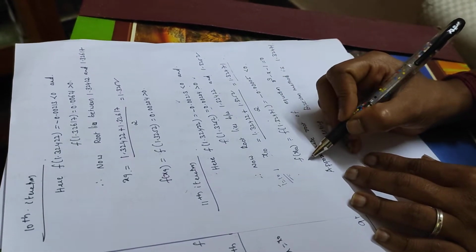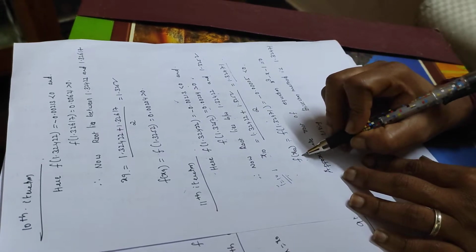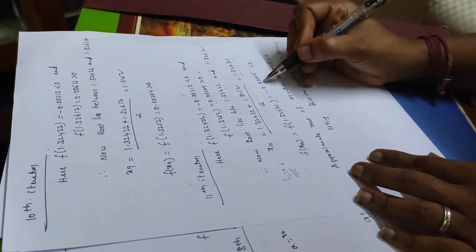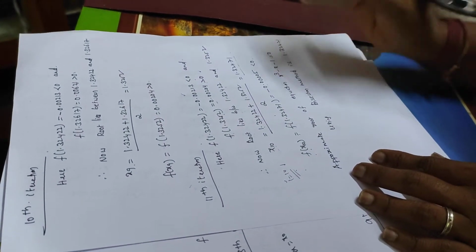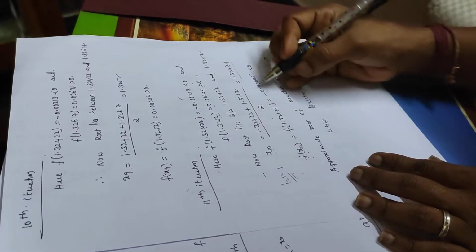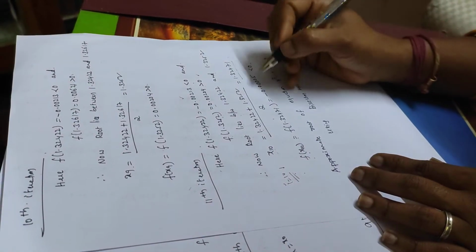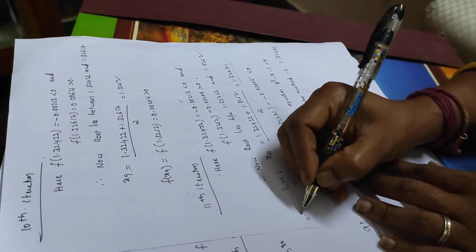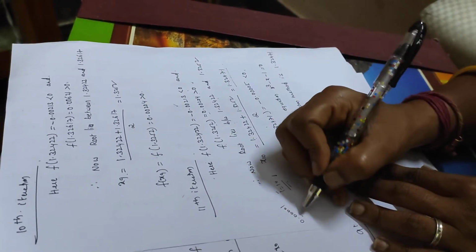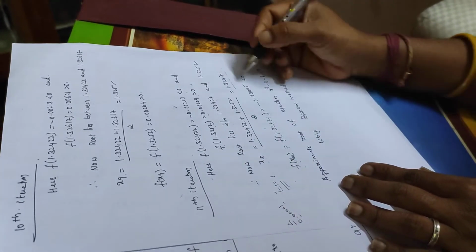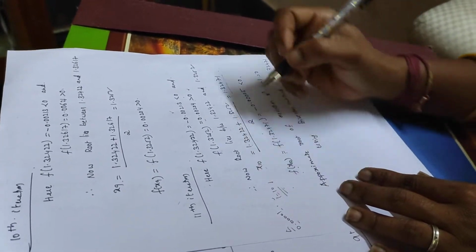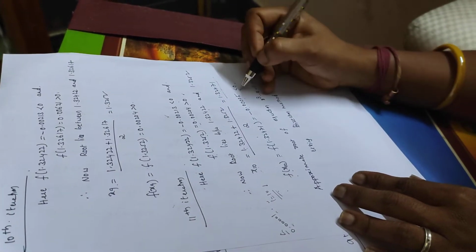So now I am substituting this value in my f of x, I will get minus 0.00005, which is less than 0 and approximately 0. You can choose your approximation error as 0.00001. So because this value is less than that, you can stop this algorithm.